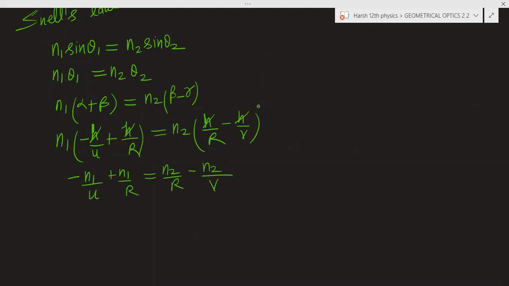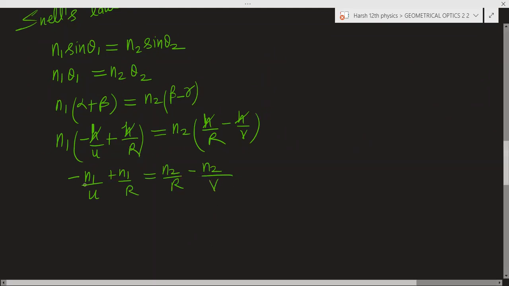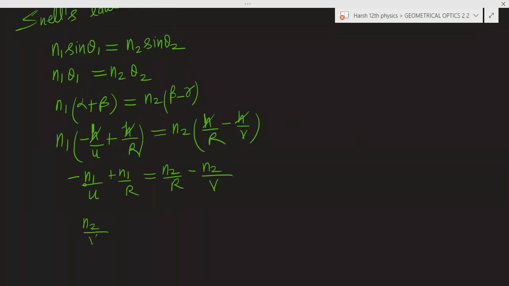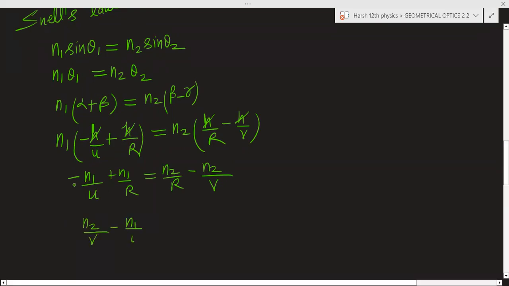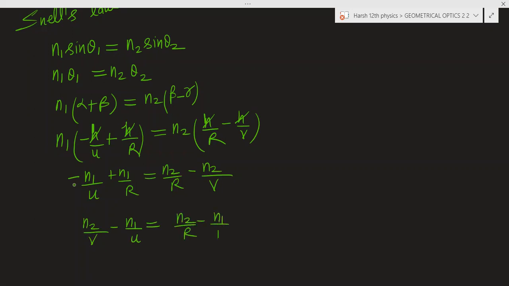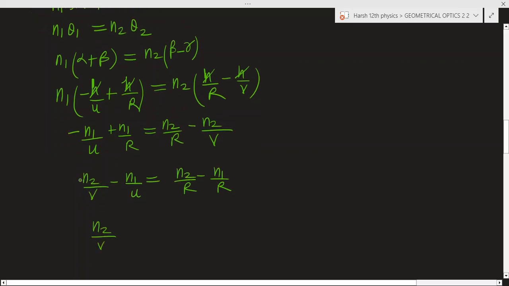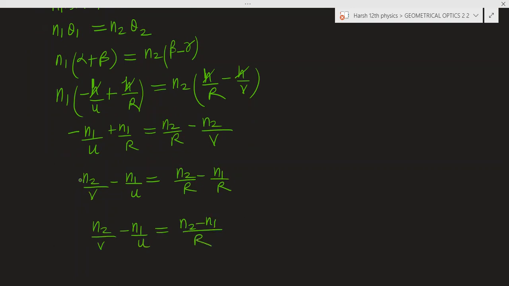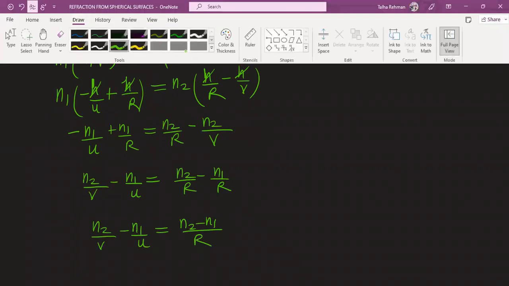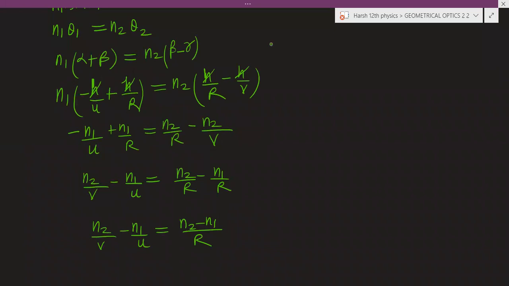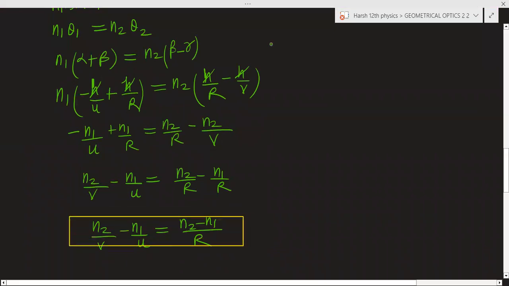So now you can take this n2 by v this side. So you will have n2 by v minus n1 by u is equal to n2 by r minus n1 by r. Finally, you will have this formula: n2 by v minus n1 by u is equal to n2 minus n1 divided by r. This is what we are getting.